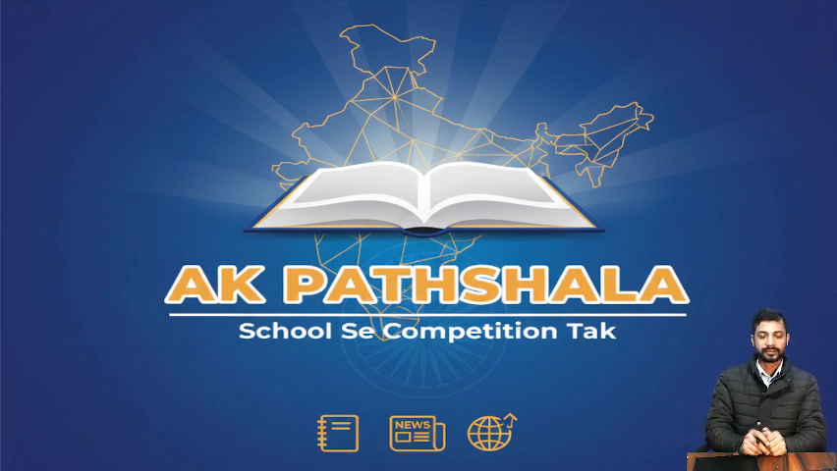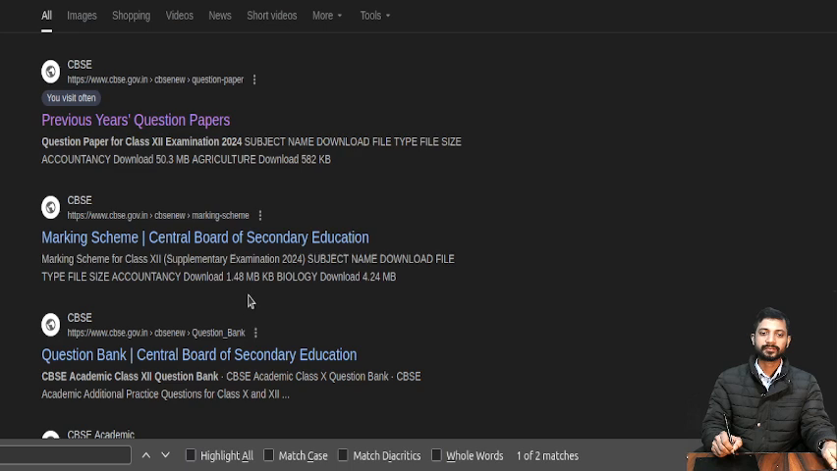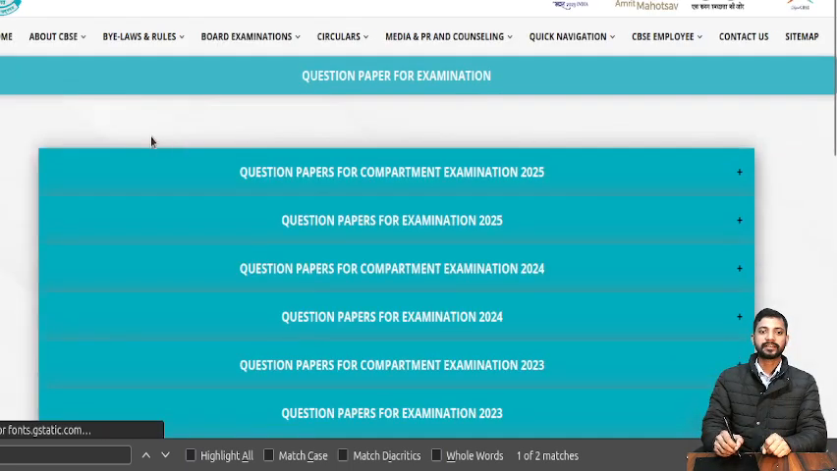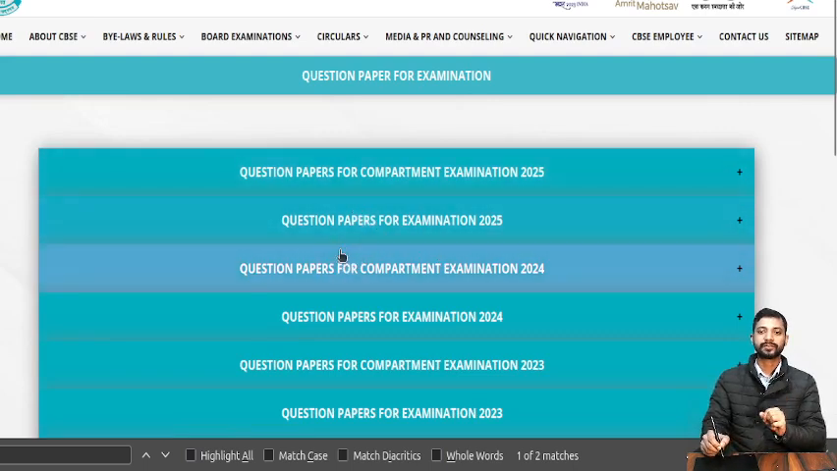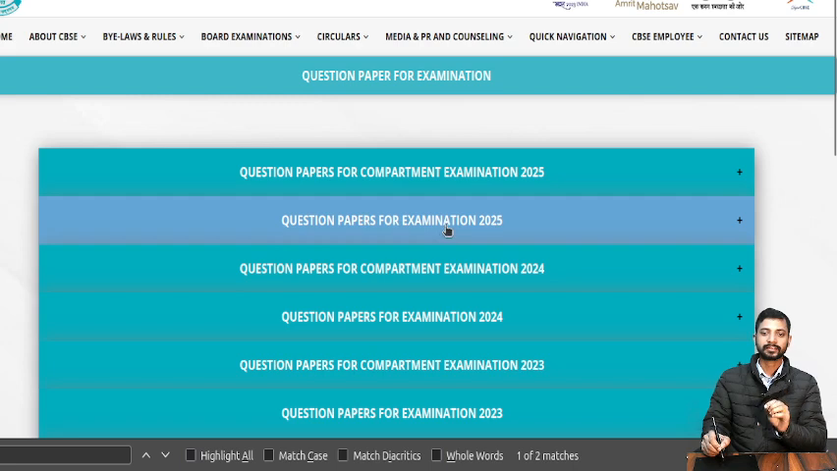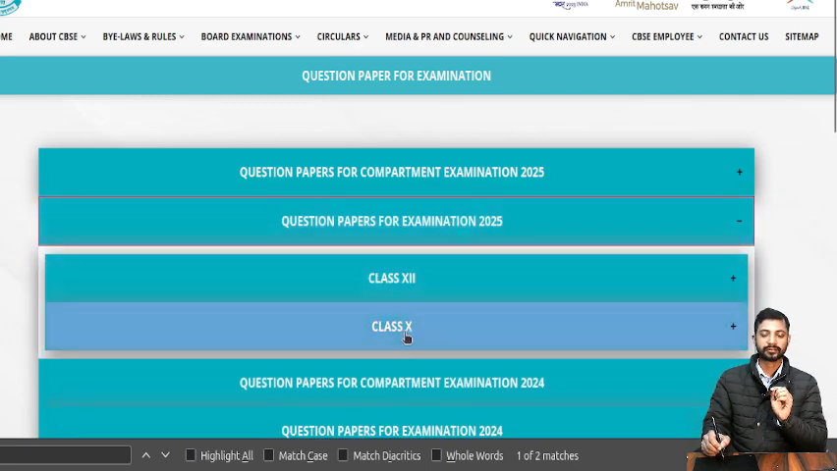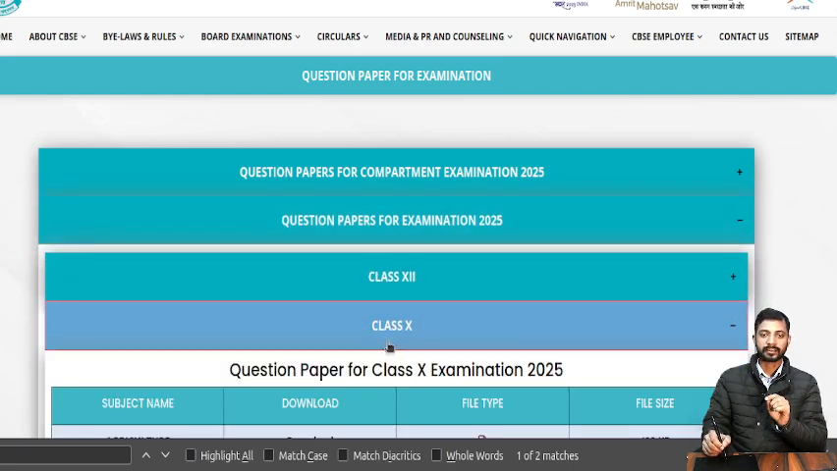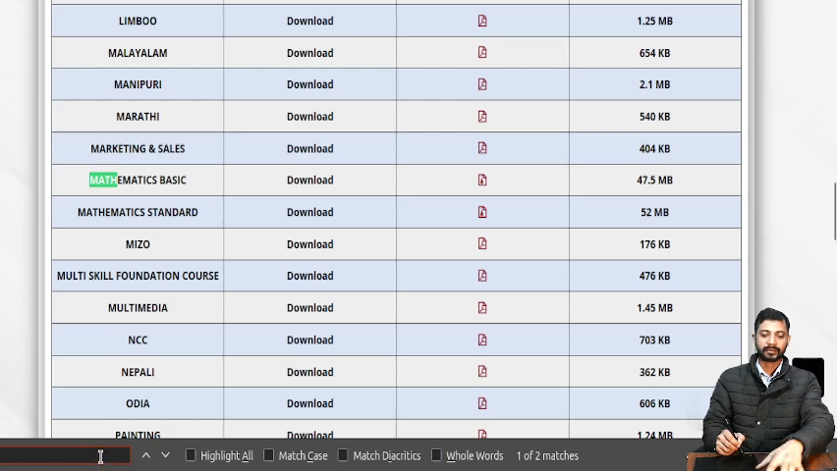Let's start. First of all, from where can you find the previous year question paper? Let's see. Just open Google and search for CBSE previous year question paper. You will see this website. Open the site. You will see question papers for the examination class 2025. Select class 10 and search here for mathematics.